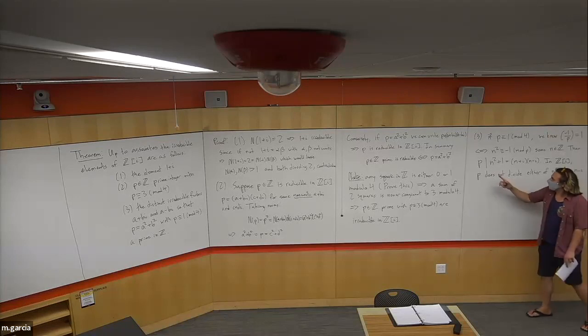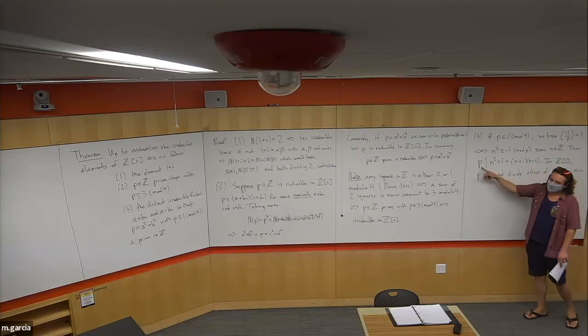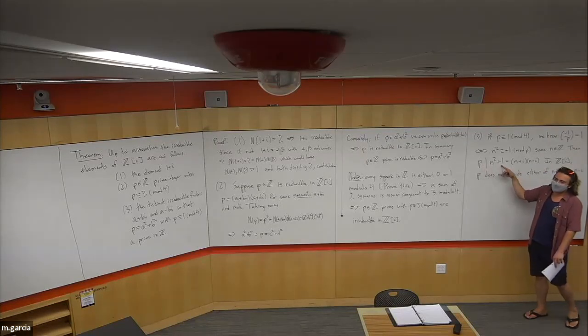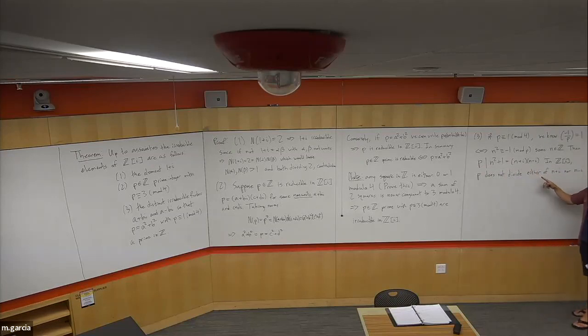So if we believe this conclusion that P doesn't divide either of these factors, then that tells us that P is not prime, right? Because it divides the product, but it doesn't divide either of the factors. How do we know in fact that P does not divide either of these factors?